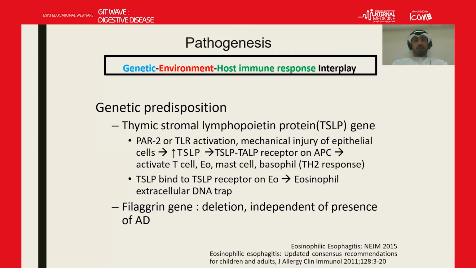As I mentioned before, there is a lot of genetic predisposition, environmental factors, and host immune response; all together they play a role in developing eosinophilic esophagitis. There is an activation of the thymic stromal lymphopoietin protein gene. And you can review here the cascade of the genetic predispositions.